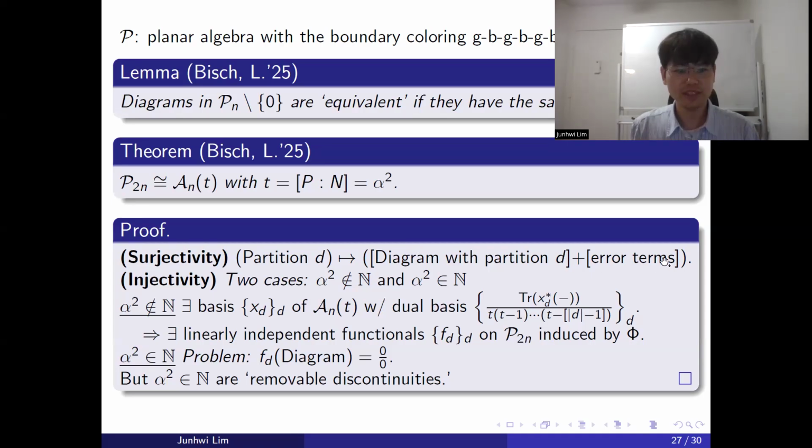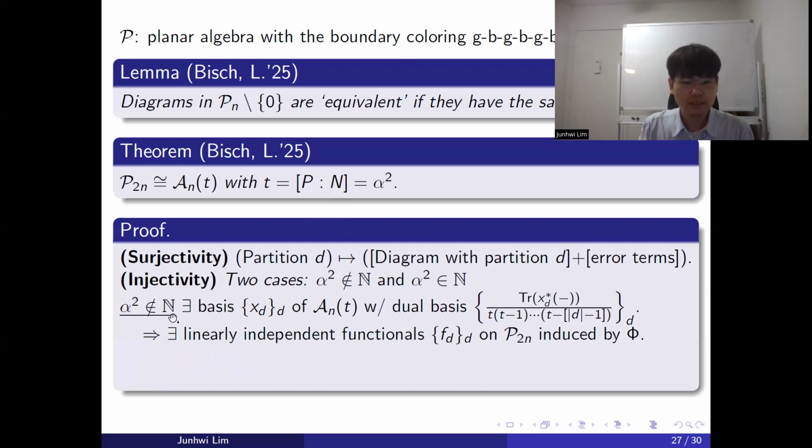Because errors are negligible, we have the surjectivity. And to prove the injectivity, we divide into two cases, where alpha squared is an integer, that was the index of p over n, and where it is not. For the non-integer case, we have a basis of the partition algebra whose dual basis looks like this. And this dual basis has a completely pictorial expression.